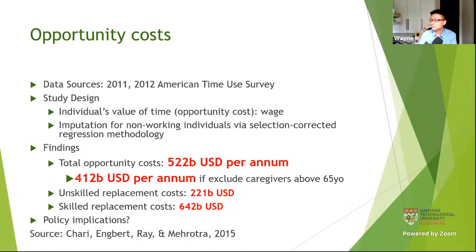Opportunity cost. Okay. So I think I've just essentially said these points in red in the previous slide. Findings, basically just pay attention to the third point there on findings. Total opportunity cost, 522 per annum, 412 per annum if we exclude caregivers above 65, and unskilled costs, skilled replacement costs. Think about the policy implications. If you're going to do something about managing costs, whether opportunity costs or financial costs or any other costs in your project, then you want to think about what are the policy implications of this cost.